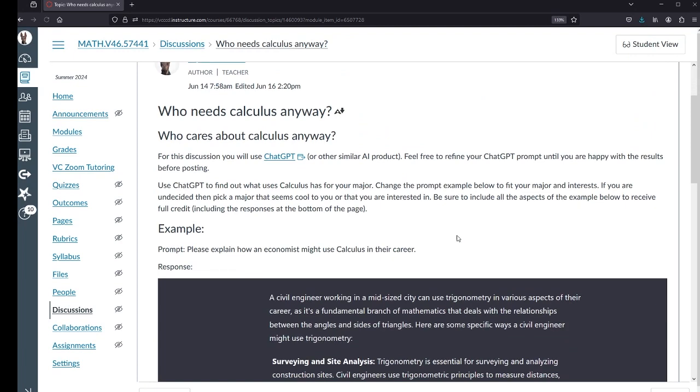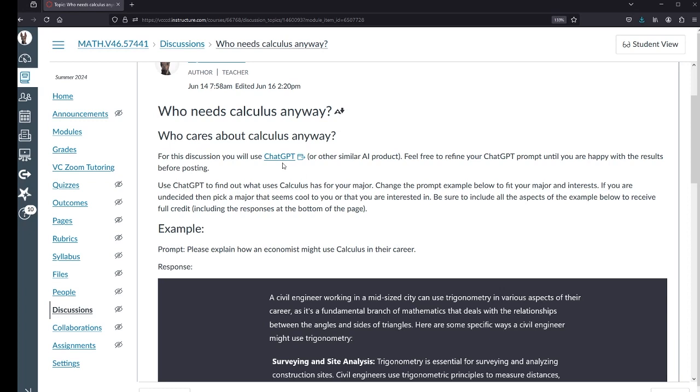Okay, then our next assignment, who needs calculus anyway? This is one of those assignments where I am actually instructing you to use ChatGPT. Remember, you can only use ChatGPT when you're told to. Otherwise, it's considered cheating. But in this case, I'm specifically telling you to use ChatGPT. You can use a competitor. There's a few of these versions out there. You can use another one if you like. But ChatGPT is the famous one that everyone knows about.